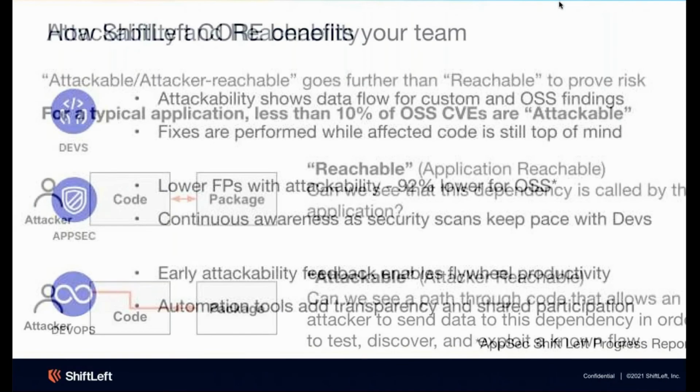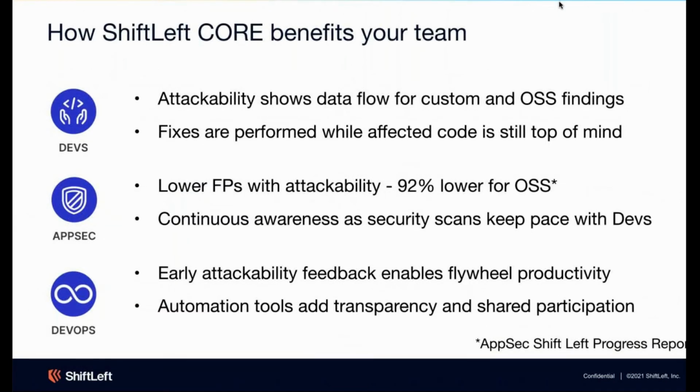And so why is a company named ShiftLeft talking so much about attackability? Well, it's because DevSecOps is about the right information reaching the right people at the right time. So with attackability, your devs see custom code and open source findings in the context of their code. They see those findings while that code is still fresh in their mind. Your AppSec team is dealing with a lot fewer false positives, and they're getting that continuous and early awareness of risk as it's getting ready to merge with your main branch.